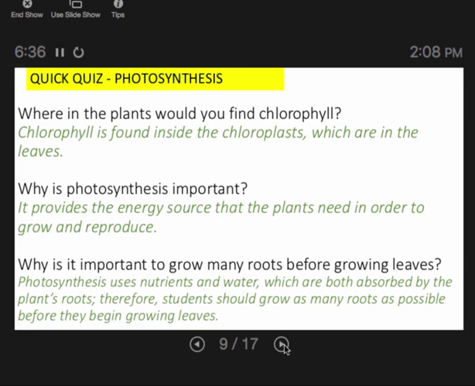Okay, and if you want to have a quick quiz: where in the plants would you find chlorophyll? Why is photosynthesis important? Why is it important to grow a lot of roots before growing the leaves? Questions like that.